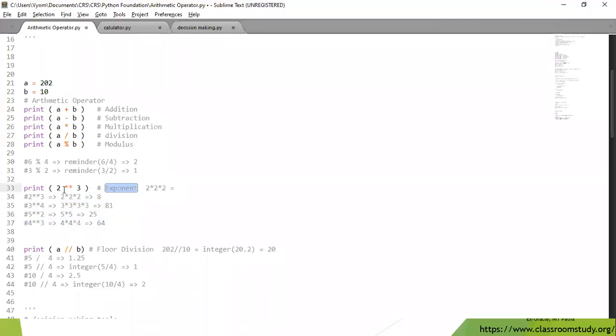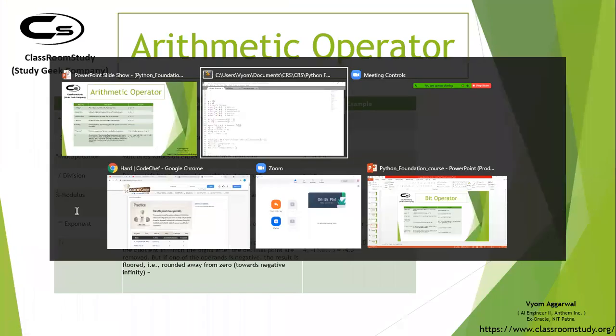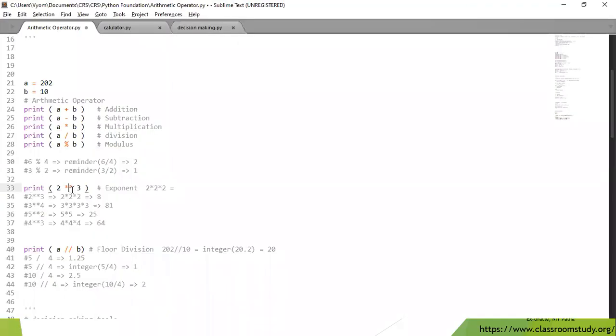And what is exponent? Let's see the symbol. Double asterisk. So 2 asterisks means exponent. Now what does that mean? 2 exponent 3 means multiplying 2 three times: 2 into 2 into 2. This is also called power. Basically, this is 2's power 3. Okay, so this is how you can represent this.